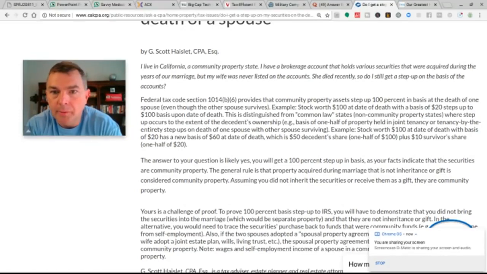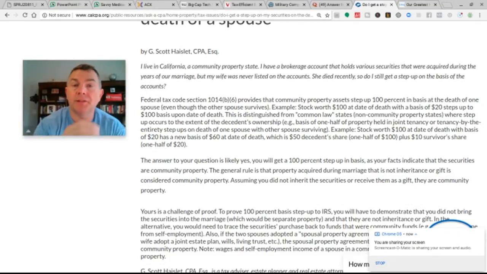Step up because basis on one half of the property held in joint tenancy or tenancy by the entirety steps up on death on one half. Okay, just got to be careful how you title it. Joint tenants with rights of survivorship could violate the community property status. You want to be titled as community property.